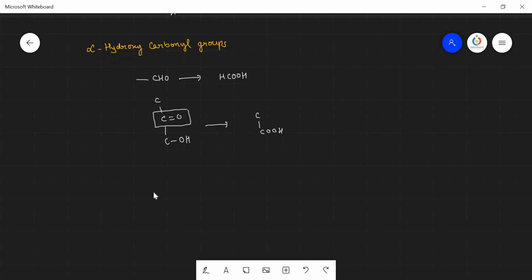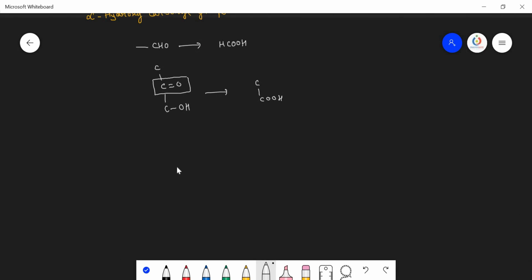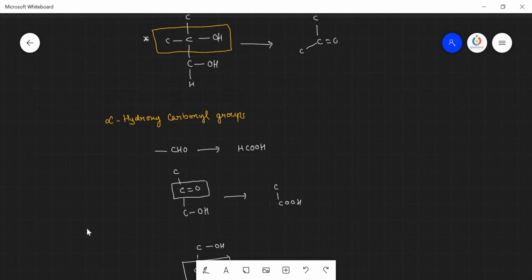And the same keto group, you must observe this category, this is very important. You see both these sides. If a keto group is placed between two carbon atoms having the OH group, in such cases this particular keto group shall be converted to carbon dioxide. Okay, so this is the one category. So I'll repeat this one. I'll show you once again.